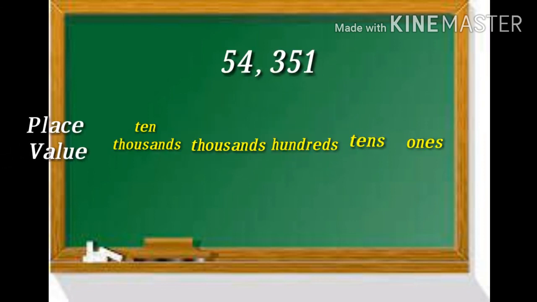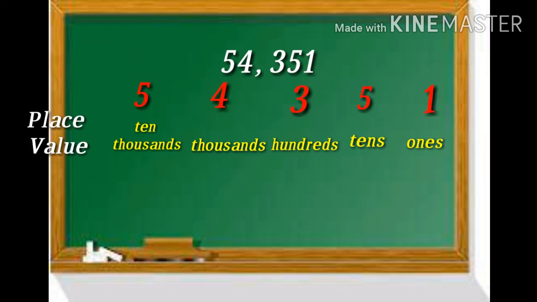Digit 1 has the place value of 1s. And digit 5 has the place value of 10s. Digit 3 has the place value of 100s. And digit 4 has the place value of 1,000s. Digit 5 has the place value of 10,000s.